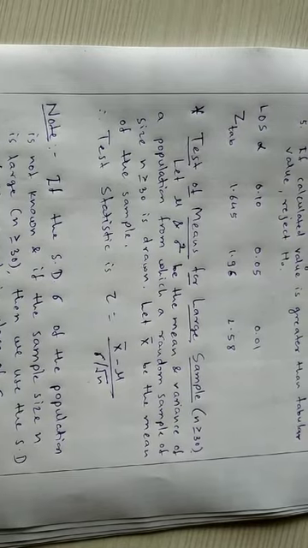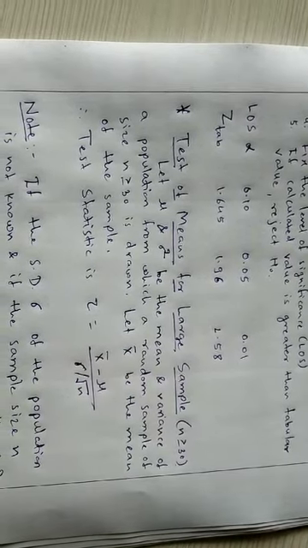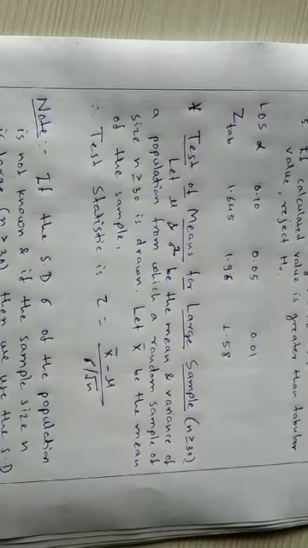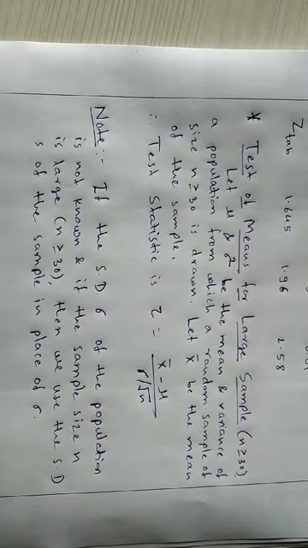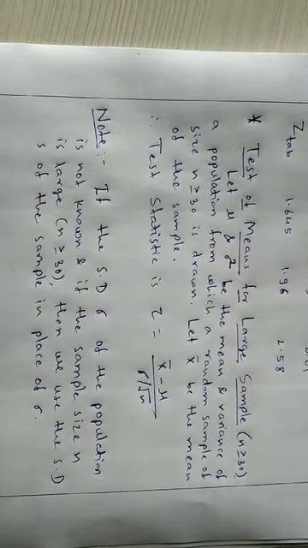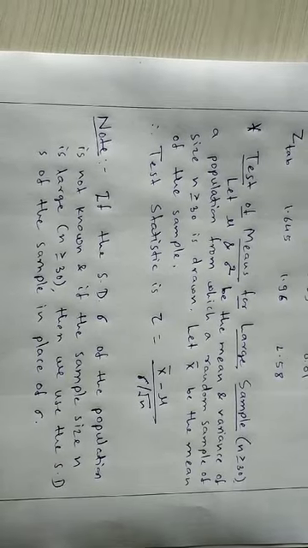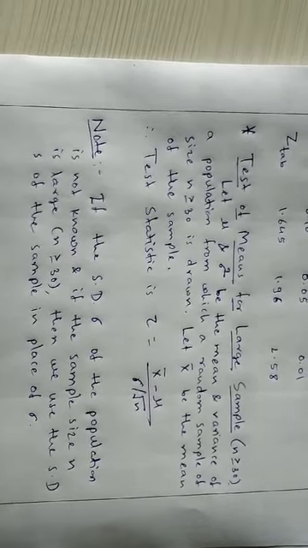Now in this case, first we will test of means for large sample. Let mu and sigma square be the mean and variance of a population from which a random sample of size n greater than or equal to 30 is drawn. Let x bar be the mean of sample. Then we are using the formula z equal to x bar minus mu divided by sigma by root n. Important note: if the standard deviation sigma of the population is not known and if the sample size n is large, means n greater than or equal to 30, then we use standard deviation s of the sample in place of sigma.